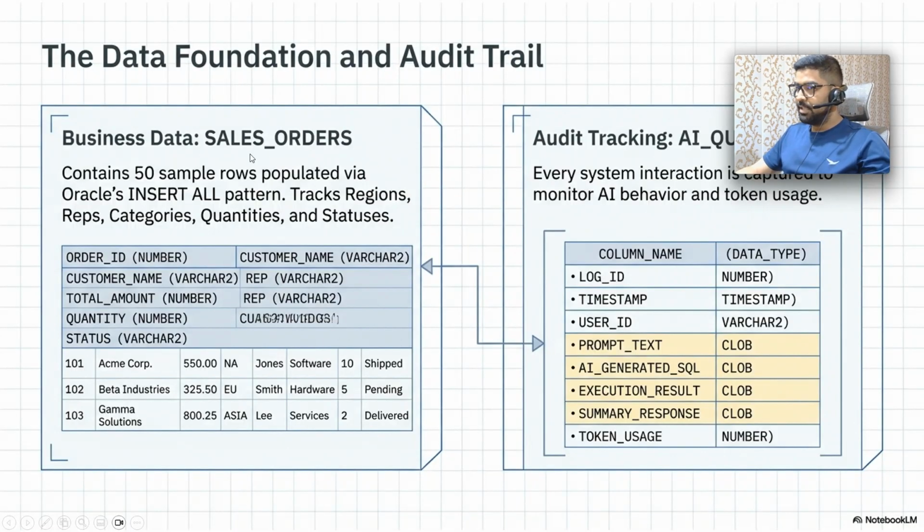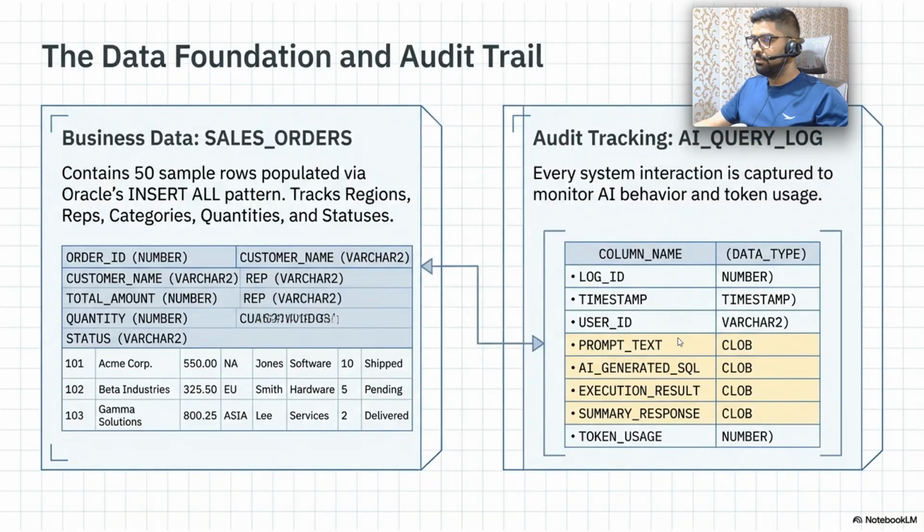Then we have a table, sales order. You can see over here it contains 50 plus samples. You can also see how it's auditing over here. So, business data, sales order. I have created a simple sales order table over here. I have created some 50 sample rows using ChatGPT itself.